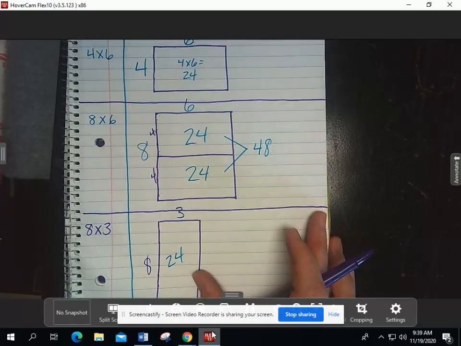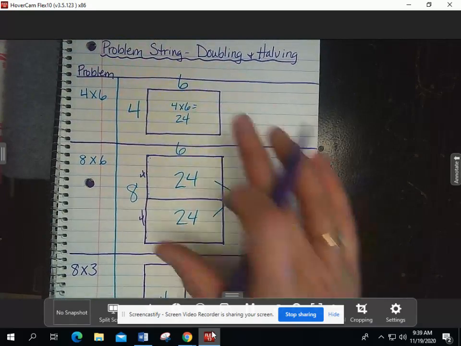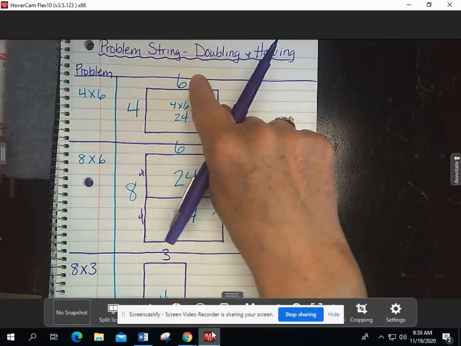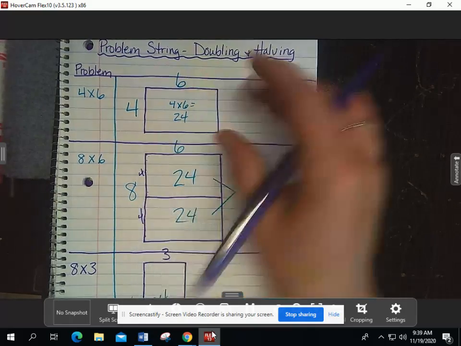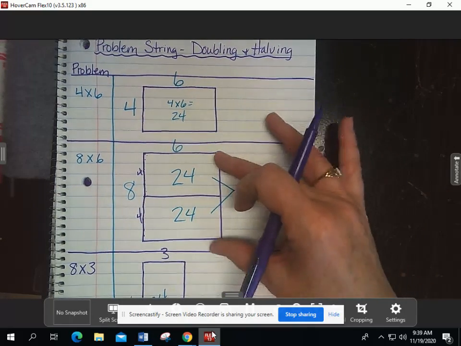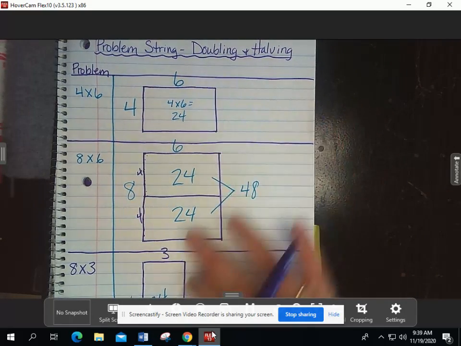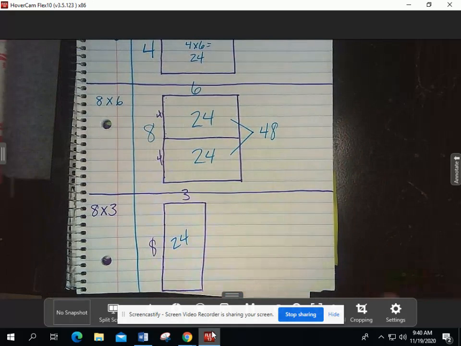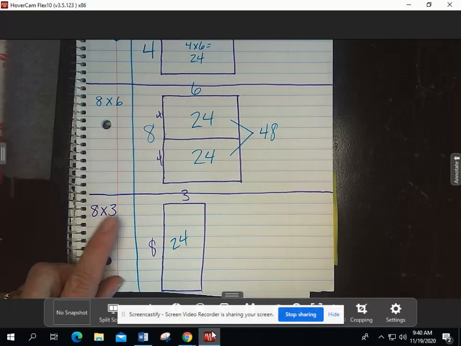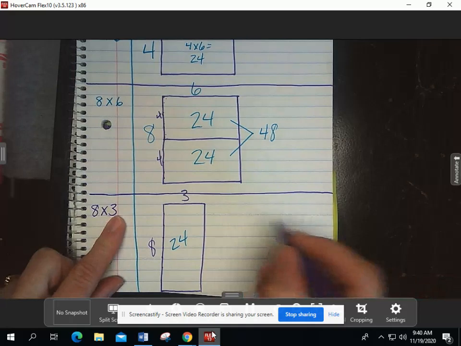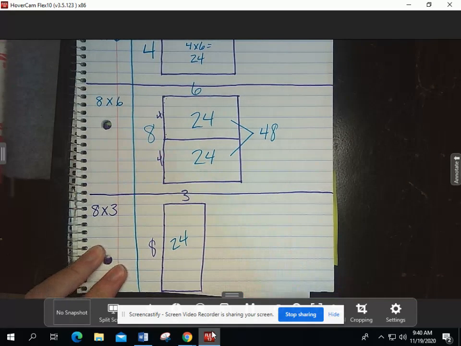Okay, so when we looked at this one, we went from 4 times 6 to 8 times 6. So this one doubled. What do you think we're going to write over here? David? 16 times 9. Good try. You did double something, and you tripled the other. What about doubling this one? 16. Okay, so this time we're going to do 6 times 8.